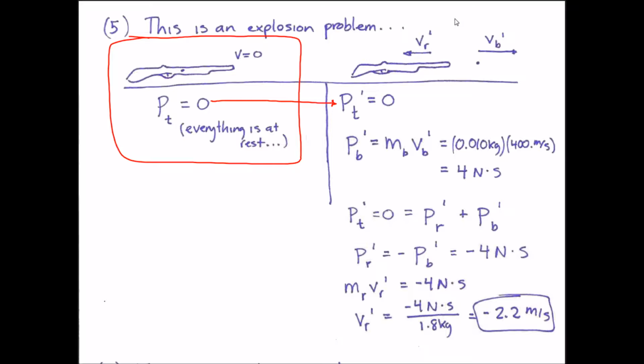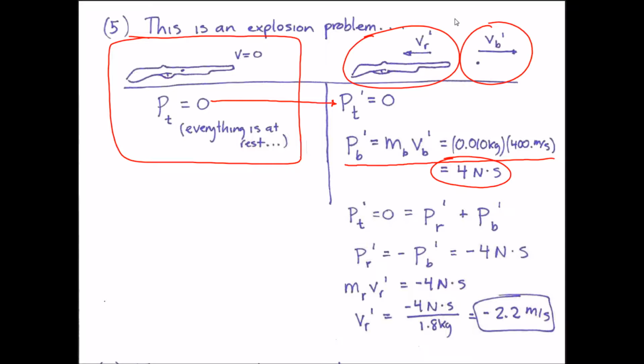So knowing that the total momentum afterwards is 0, and knowing that total momentum will be due to the momentum of the rifle and the momentum of the bullet, I basically start off by first of all finding the momentum of the bullet by taking the mass of the bullet times the velocity of the bullet. I come up with 4 Newton seconds.